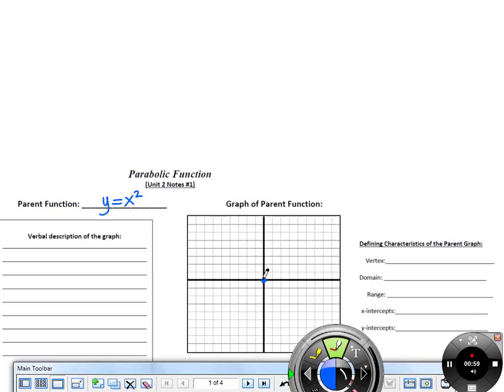When you plug in 1 and you square it, you would get 1. And same thing when you plug in -1. And when you plug in 2 and square it, you would get 4. And then if you plugged in 3, you would get 9, etc.